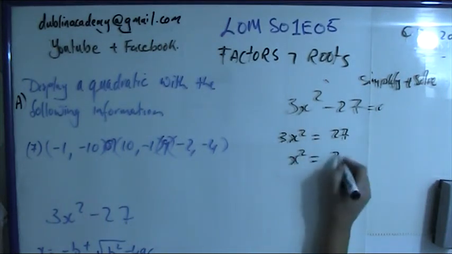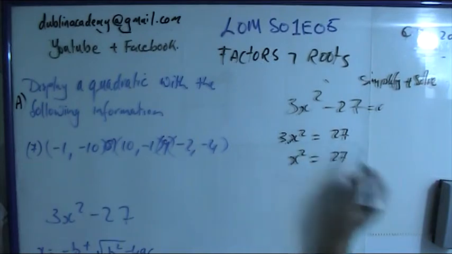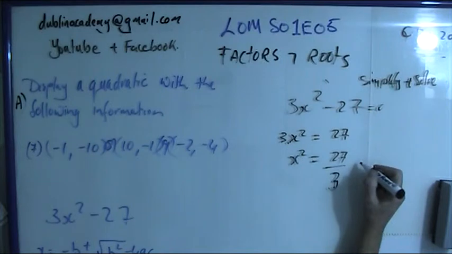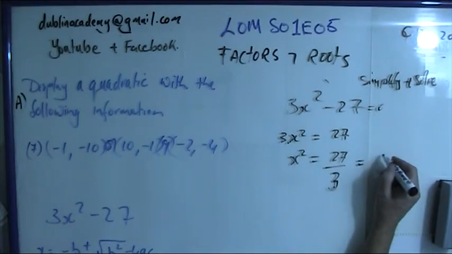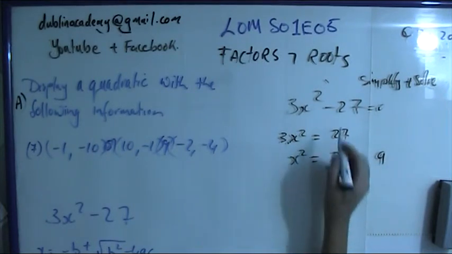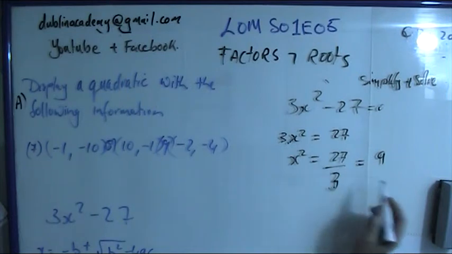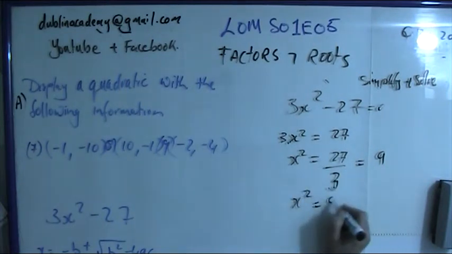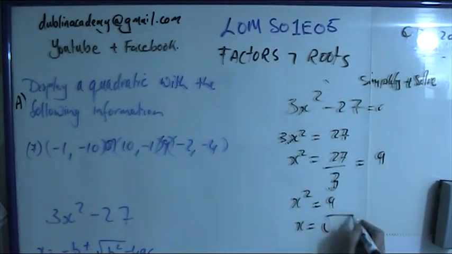x squared is equal to 27 divided by 3. It's multiplication here, so it divides by 3. 27 divided by 3 goes 9. x squared is equal to 9. x is equal to the square root of 9, plus or minus is the answer. x is equal to plus or minus 3.